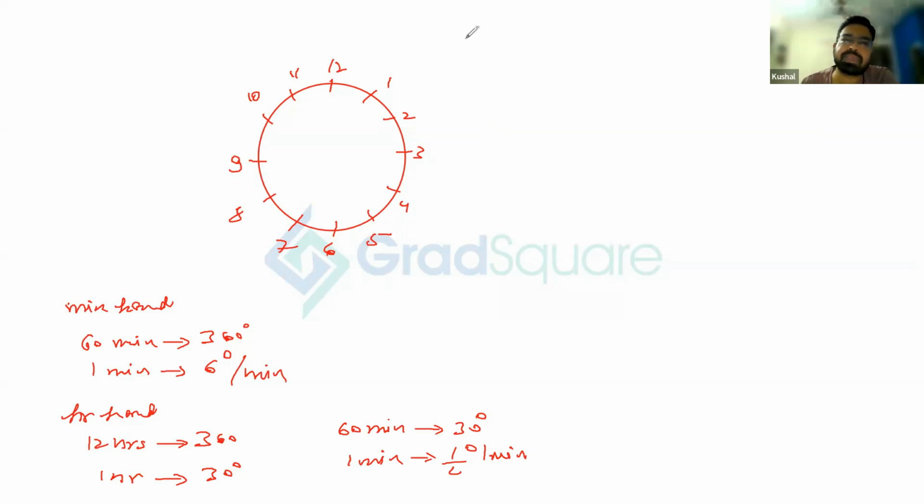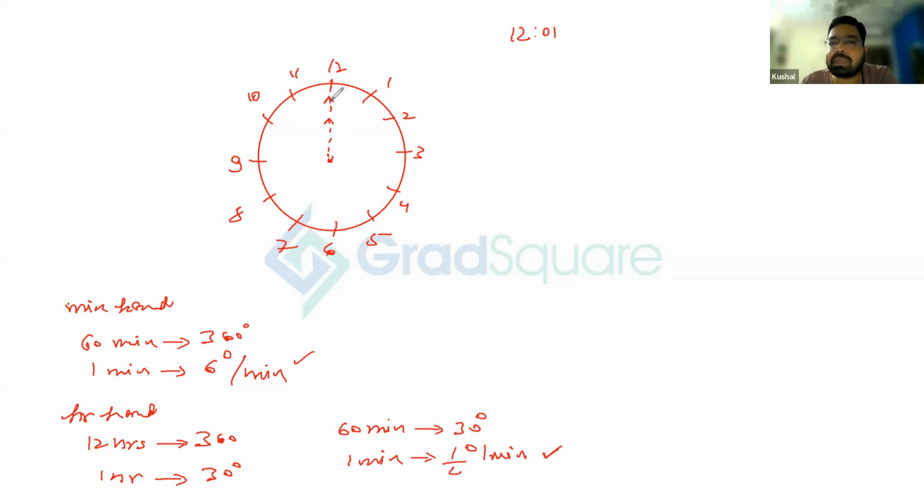Now tell me something, that at 12 o'clock, both the hour hand and minute hand will be together, isn't it? At 12 o'clock, both the hour hand and minute hand will be together. Can you tell me what will be the angle between the hour hand and minute hand at 12:01? What is going to happen? The minute hand would have moved how many degrees? The minute hand would have moved 6 degrees. The hour hand would have moved in the clockwise direction once again by half a degree.